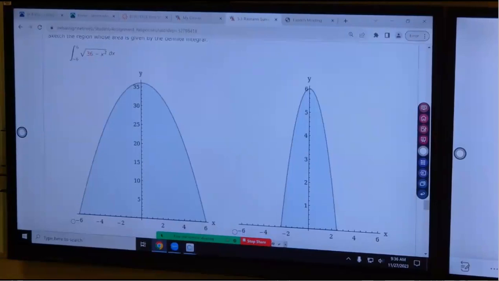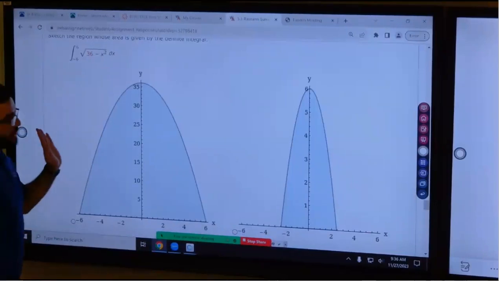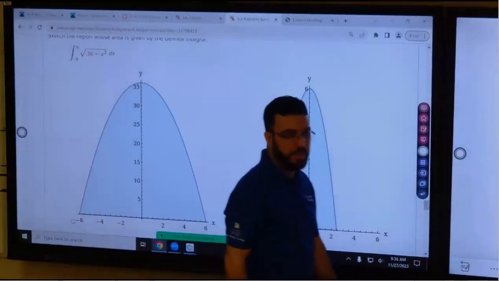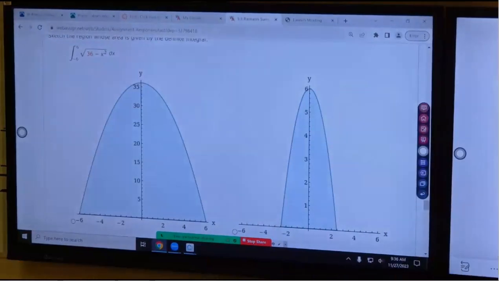What about this one? Don't look at these two graphs. But I'm sure it's none of these two options.